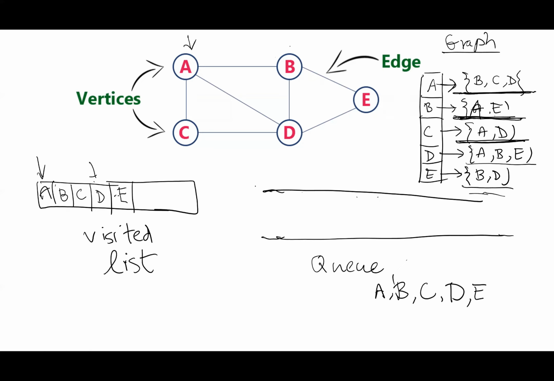So that is the BFS algorithm, right? Just the same way you learned before. The only thing is whenever you are putting something into the queue, you also put it into the visited list.